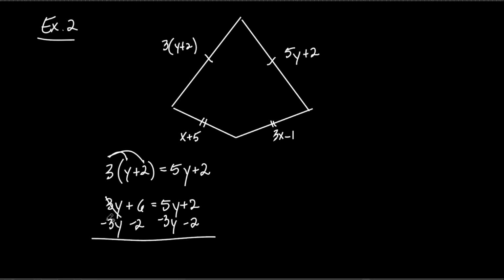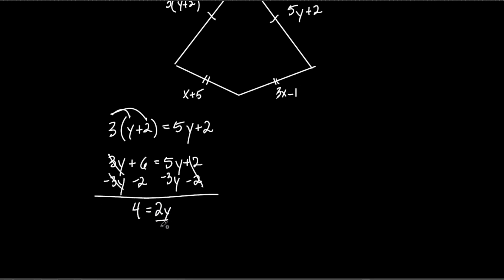So what happens here? The 3y's add up to 0, so we've got to do this. Positive 6 minus 2 is 4, and this cancels out. This is what? 2y. And then that's super easy now. Just divide both sides by 2. And now you can just write y on the left-hand side. y is equal to what?